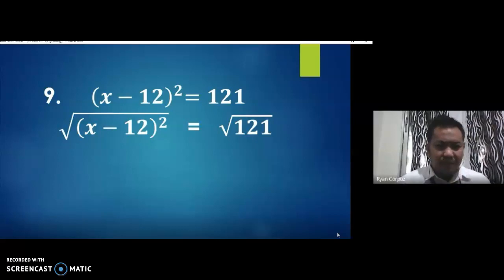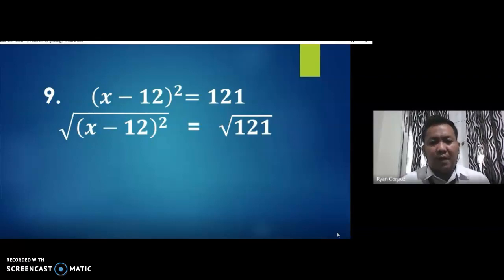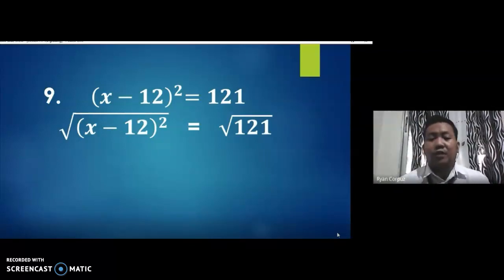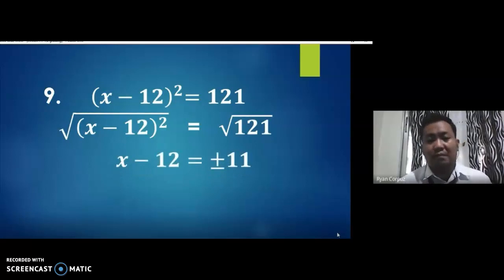So on the left side, when we get the square root of the difference of x minus 12, what will be left is just x minus 12 because the radical sign or the square root sign as well as the 2 will cancel out. But on the other side, since 121 is a perfect square, we just have to find out the root of it. So the square root of 121 is 11. But as I was saying, we are not only getting the positive root, but also the negative root. So that's why it's positive, negative 11.